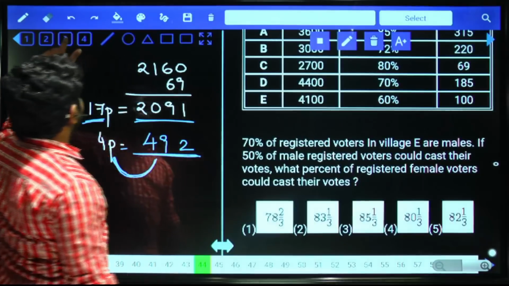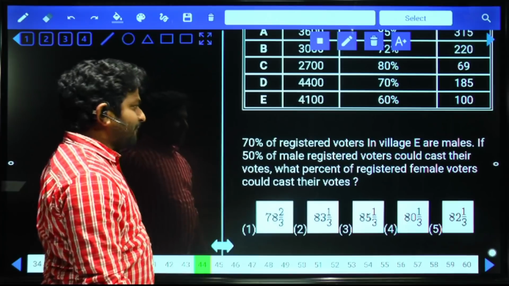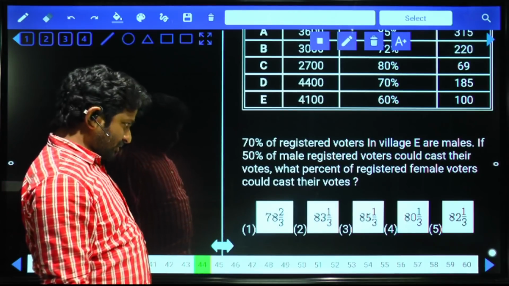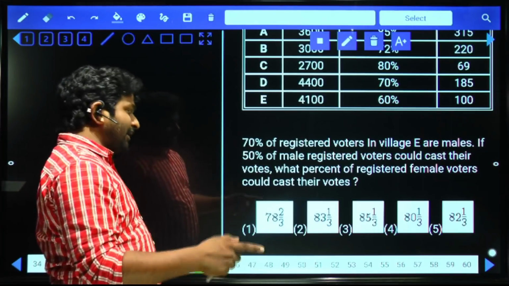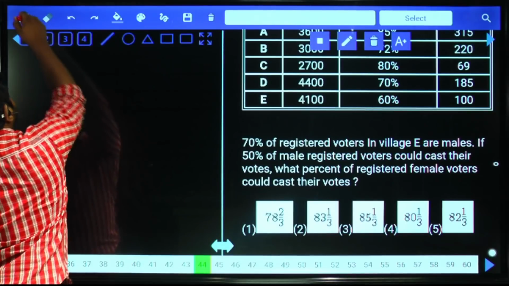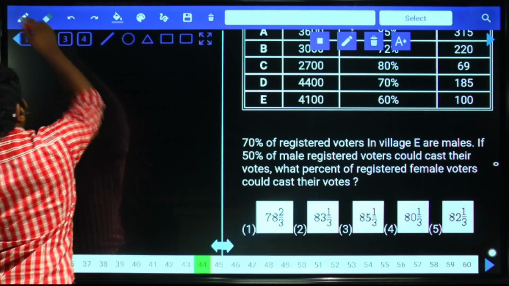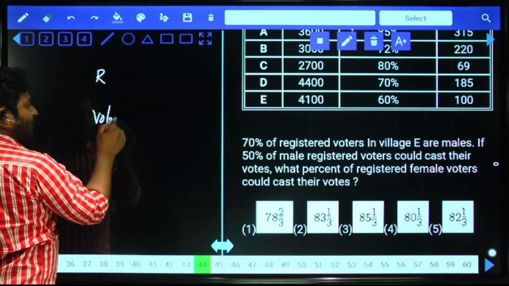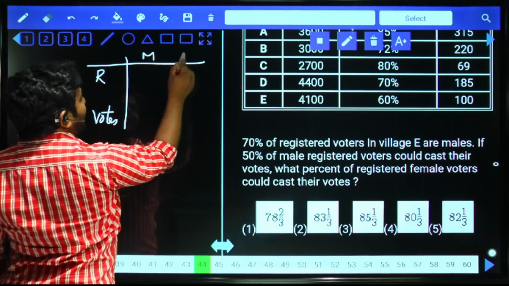70% of registered voters in village E are male. If 50% of male registered voters could cast their vote, what percentage of registered female voters could cast their vote? Okay, now here, registered voters are given, and then those who cast their vote. How many people cast their vote? Everywhere we will have both male and then female.